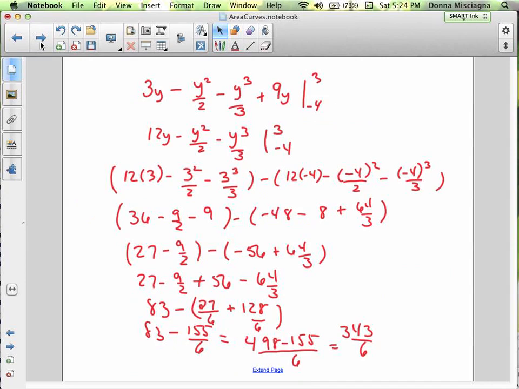I don't think I need to go step by step through the multiplication and addition and subtraction. But the final answer was 343.6. If you have any questions on this evaluation, on this page here, just let me know. But I think you're fine to just look at that answer.